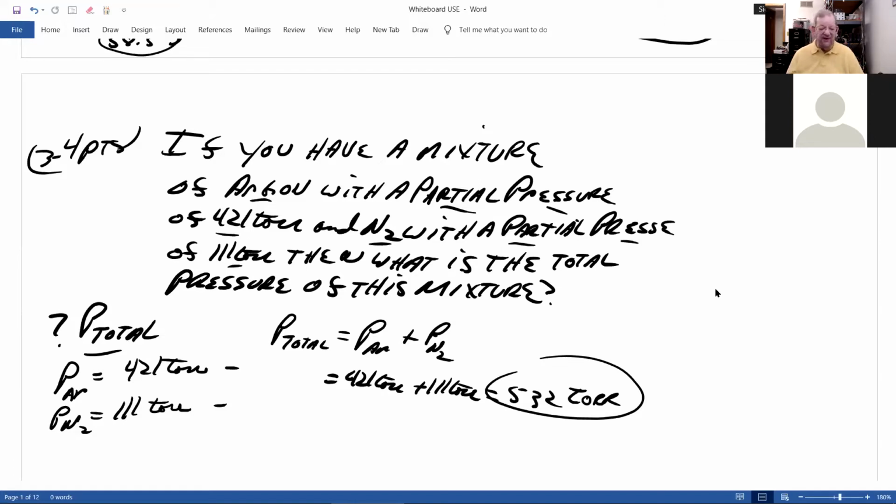And this is an important law because many of the things in our daily life are mixtures. Right now, you're breathing a mixture of nitrogen and oxygen. And you can find out the total pressure and the partial pressures for each of the gases.